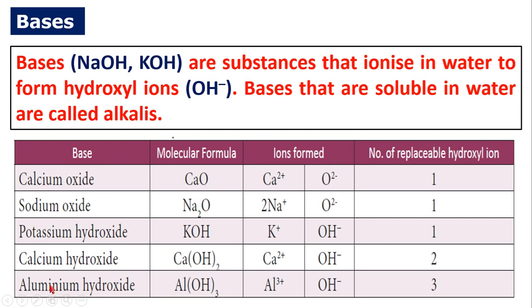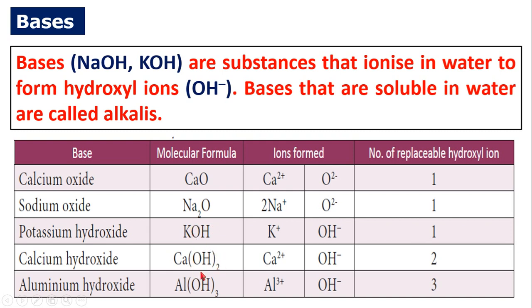Aluminum hydroxide, Al(OH)3: Al 3 plus and OH minus. Here how many OH? 3 OH. So 3 OH can be replaceable, so the number of replaceable hydroxyl ions is 3. So here the first one, how many oxygen can be replaceable? Only 1. Here in sodium oxide, how many oxygen can be replaceable? Only 1. Hydroxide, here also only one hydroxide ion can be replaceable. So the number of replaceable hydroxide ions is 1.